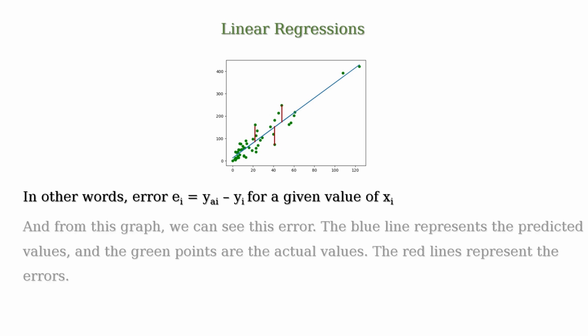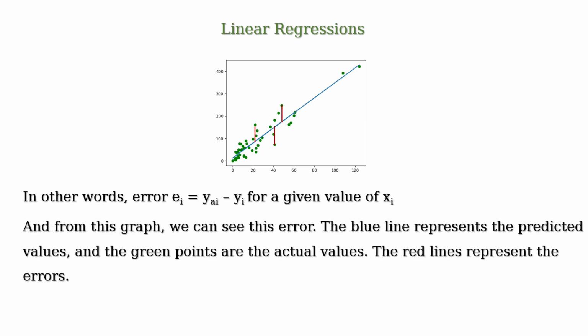And from this graph, we can see this error. The blue line represents the predicted values and the green points are the actual values. The red lines represent the errors. These errors are called residuals.